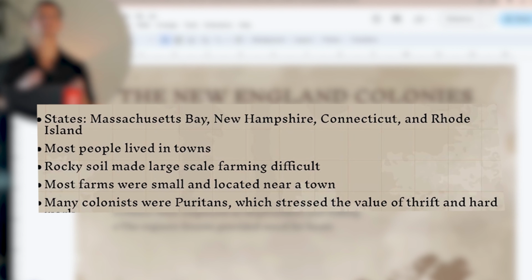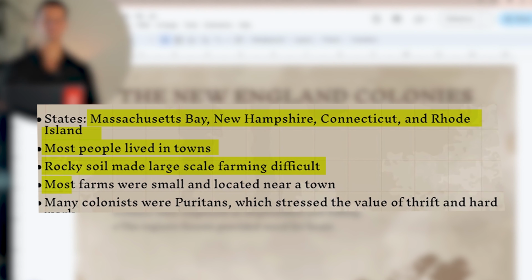We still refer to this area of the United States as New England. So the colonies in this area were the Massachusetts Bay Colony, New Hampshire, Connecticut, and Rhode Island. Most people lived in small towns. Because of the rocky soil here, it was very, very difficult to farm. A lot of the farms that did exist were small and located near towns. A lot of the colonists were Puritan.